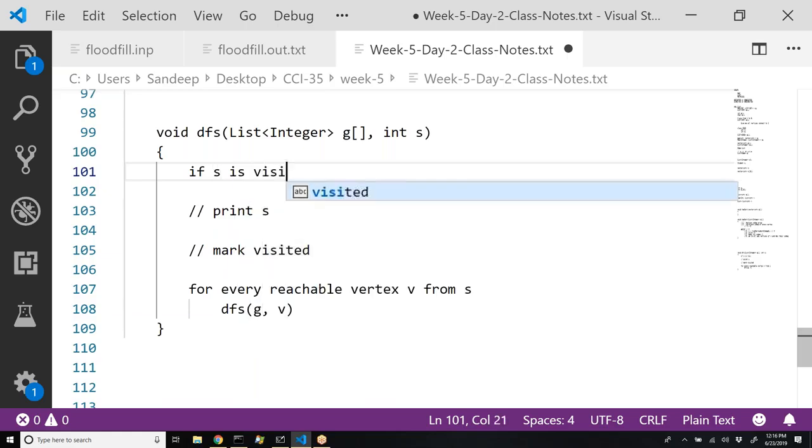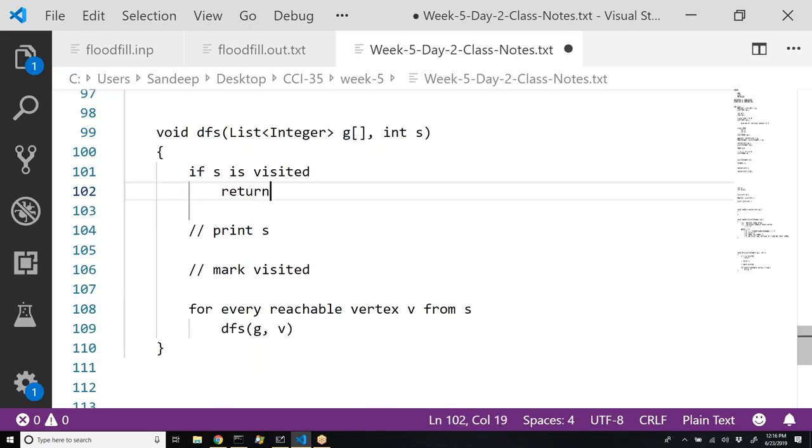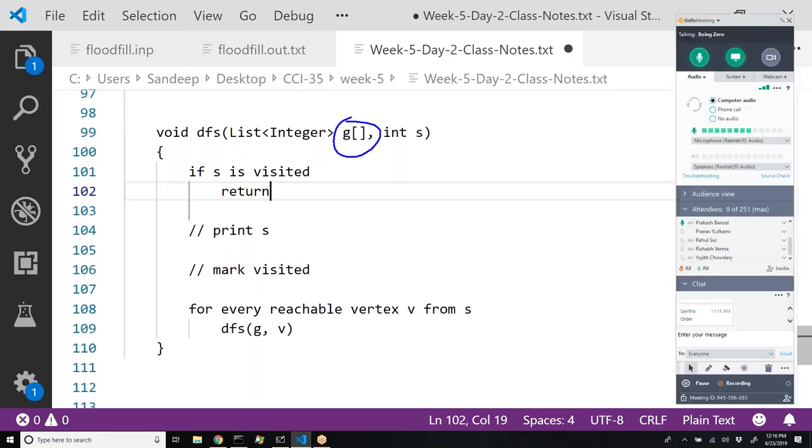If S is visited already... compare it with pre-order traversal of a tree. What we used to do there, we used to get a root. We said if root is null, return, because we know we cannot go beyond it. Then we used to say print that. After that, we used to make two calls. Here we are writing a loop for making calls because here more choices are there.